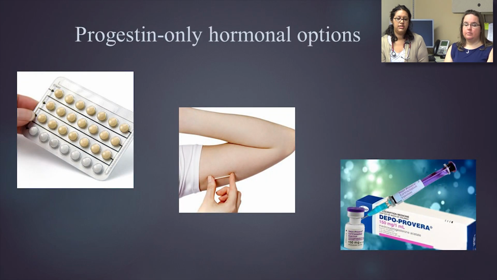So let's talk about progestin-only hormonal options. And there are a couple here that we're going to talk about. There's the pill. There's the Nexplanon, which is the implant that we put into the arm. And there's the Depo-Provera shot.